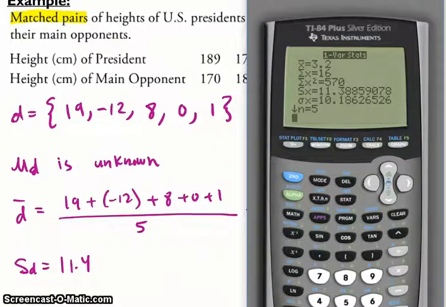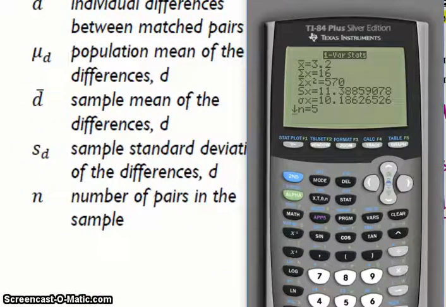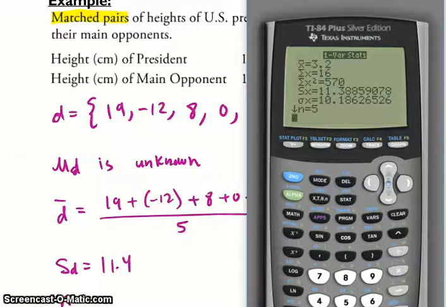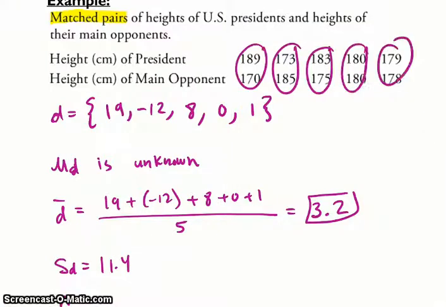The last value we need is N. N is the number of pairs in the sample. In this case, there are 5 pairs. If I go back here, there's 1, 2, 3, 4, 5 pairs, 5 matched pairs.